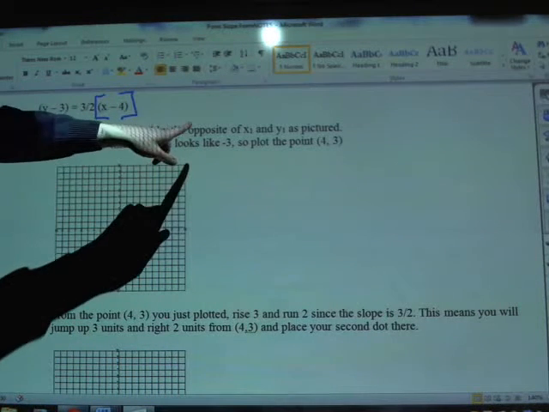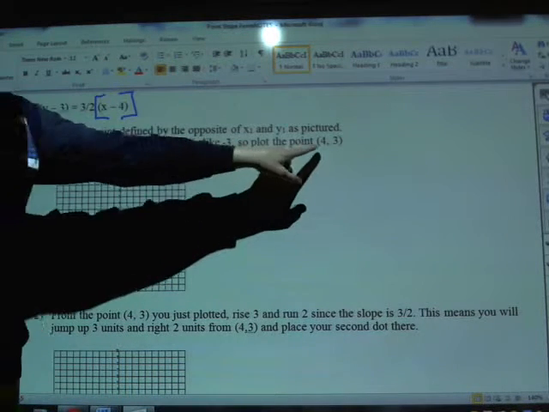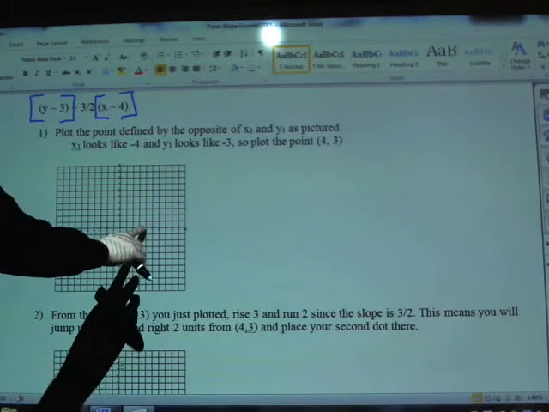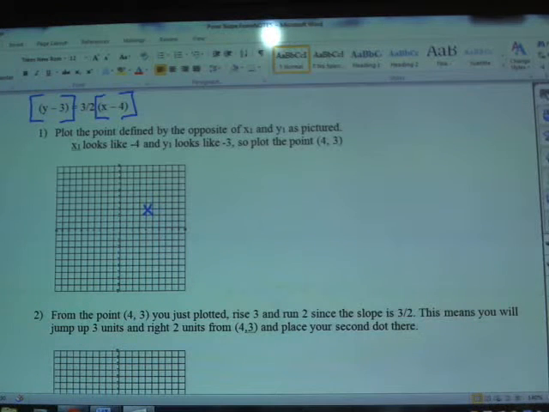Remember, as it says here, I'm plotting the point defined by the opposite of that. So if it looks like -4, the x value I'm going to end up plotting is going to be +4. Then I come over here and look at the y block. Remember points are written x comma y, so I need both. In the y block, that looks like -3. So I'm going to plot its opposite, which is +3. So the first thing I'm going to do is plot the point 4, 3. Traditional graphing. Go to 4 on the x-axis, 3 on the y-axis. Those two meet right there. So that's going to be my first point.